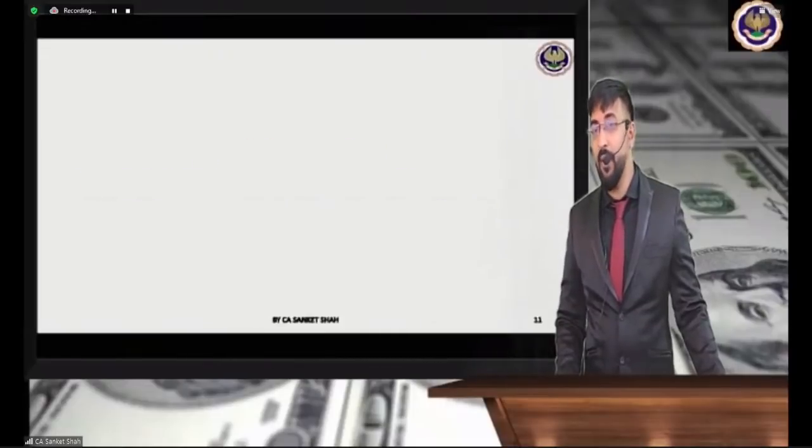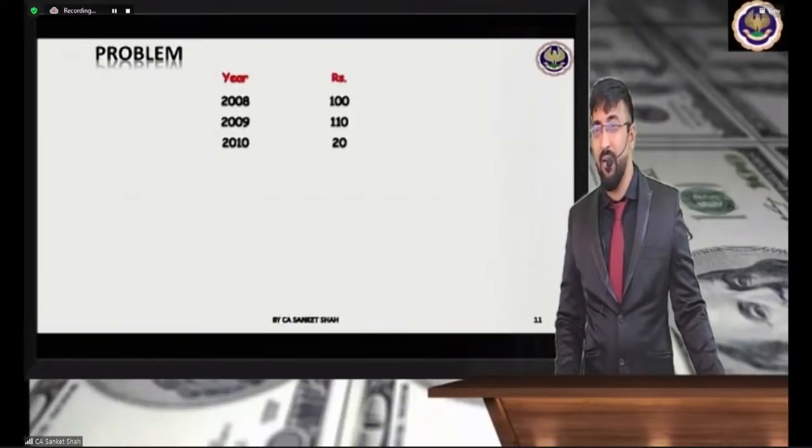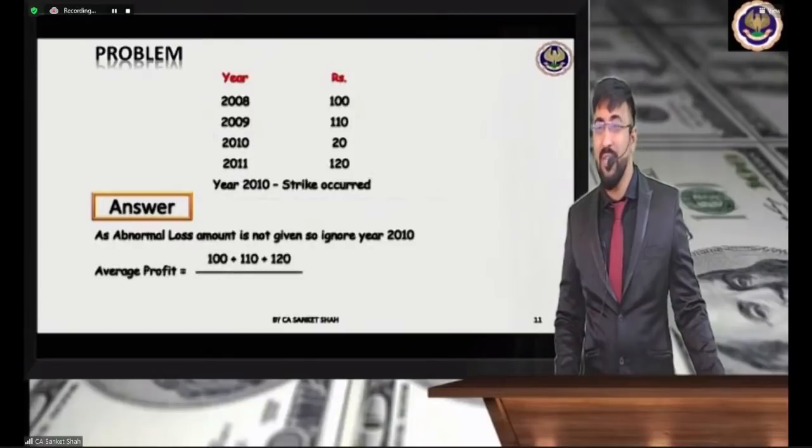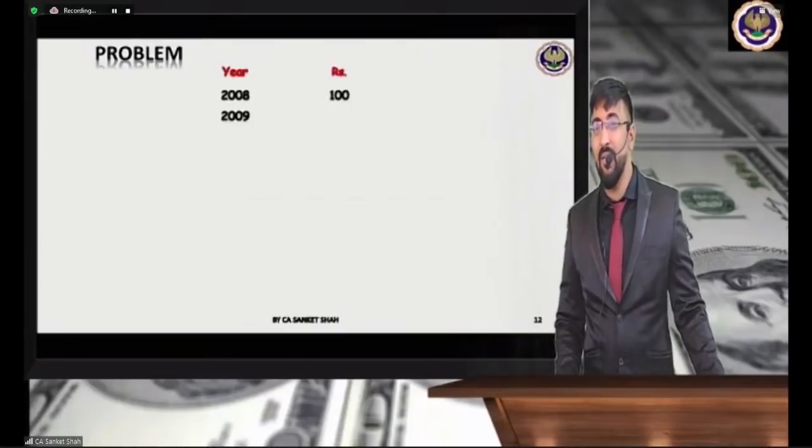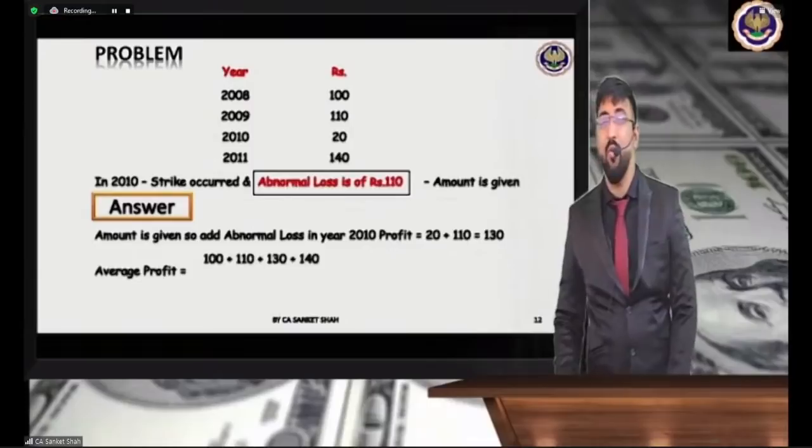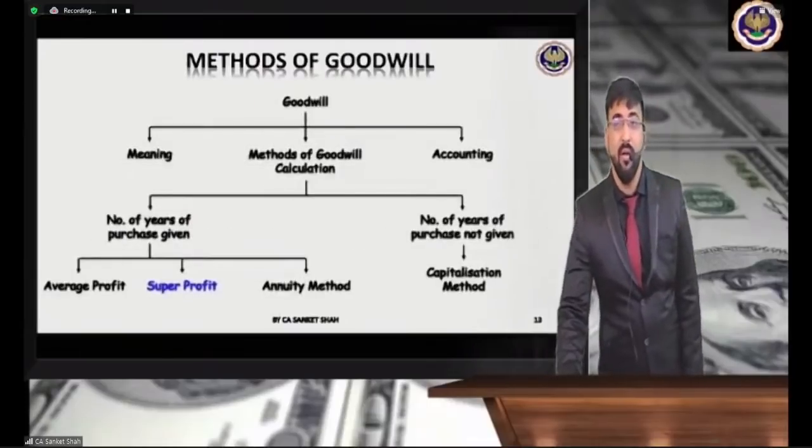Average profit method. Example, I won't consider year 100, 120. So this is very easy. You will consider abnormal losses, amount is known, then you will add it. So I'm going to skip that part.